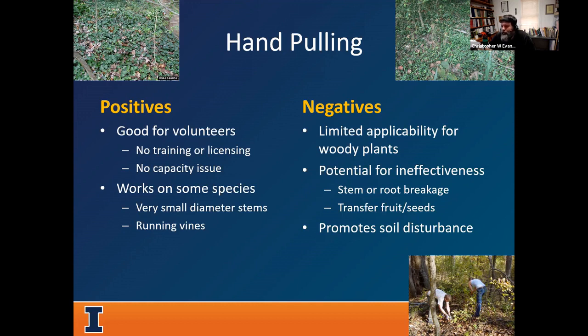But there's a lot of negatives. Overall, with most of our woody invasive species, there's really limited applicability. Most of them are too large to be hand pulled, so you're very limited on when you can use this method. It does have some potential for ineffectiveness through stem or root breakage. You might transfer fruit or seeds around, and it does tend to promote some soil disturbance.